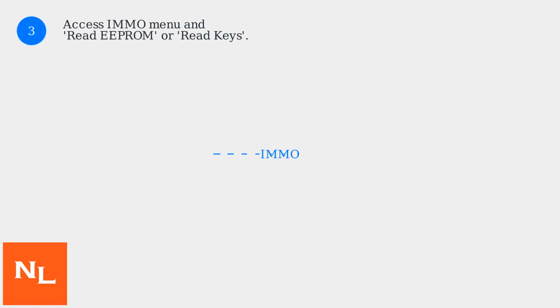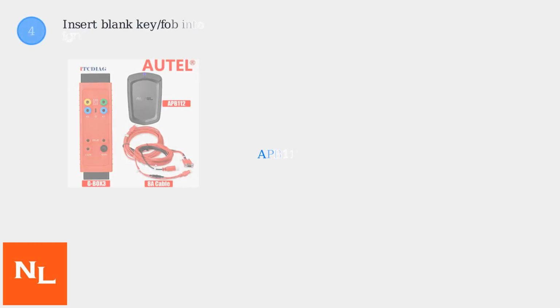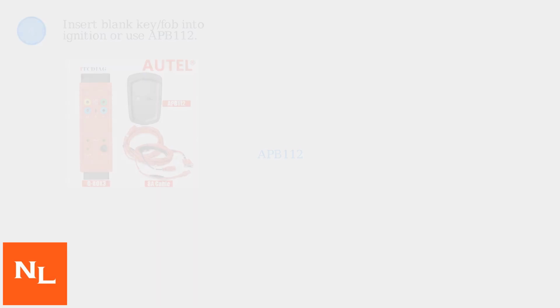Access the IMMO menu and use Read EEPROM or Read Keys to retrieve existing key data from the vehicle's system. Insert the blank key or fob into the ignition, or use an external programmer like Autel's APB112 for proximity keys.